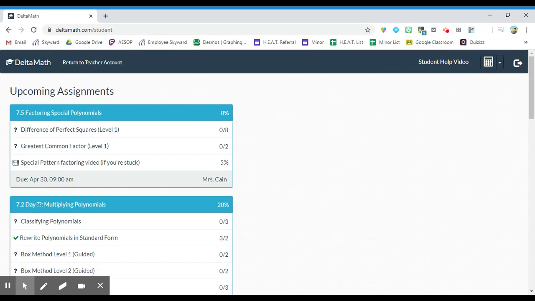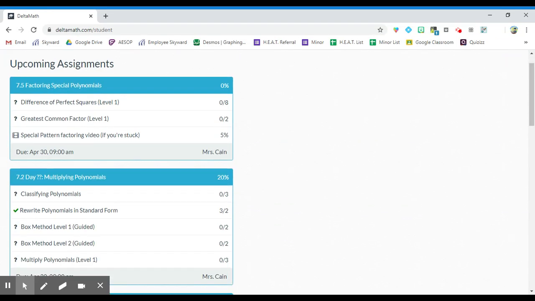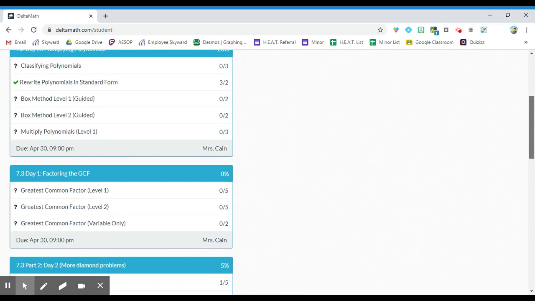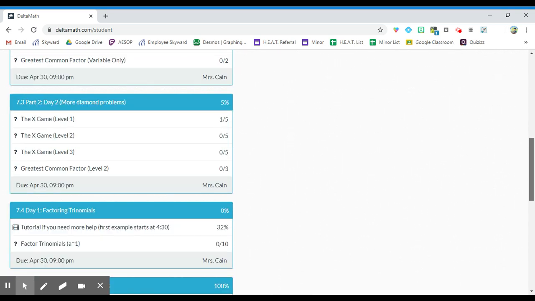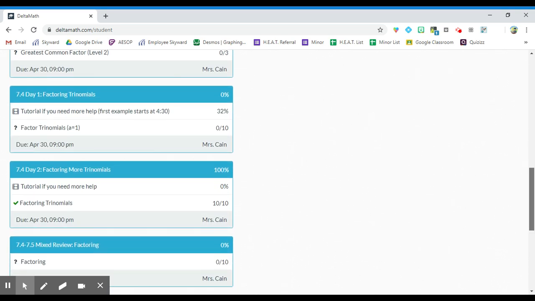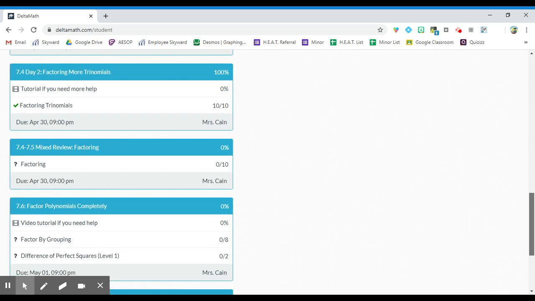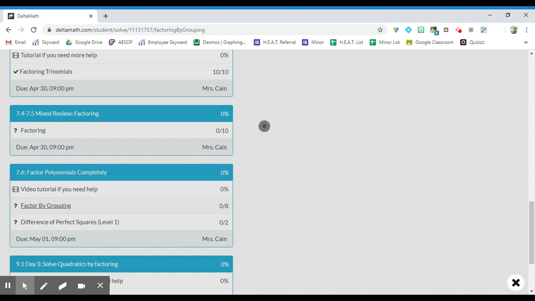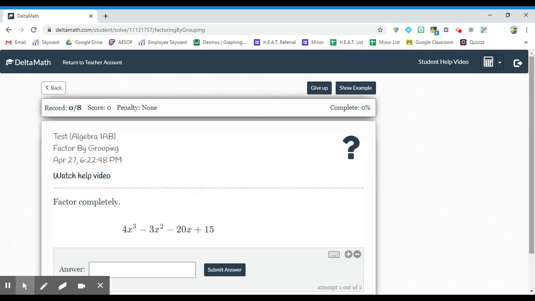Okay, so I've logged into Delta Math, and I'm going to scroll down to a couple of the problems that I know I've seen you struggling with. I believe 7-6 was one where you're struggling. It's the factor by grouping. You've done your difference of perfect squares, you did those two problems. But then there's these factor by grouping. And it says here to factor completely.